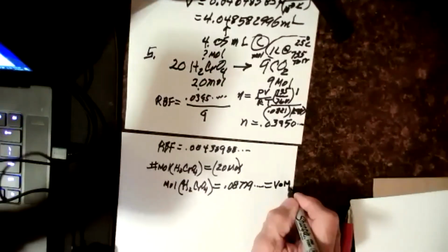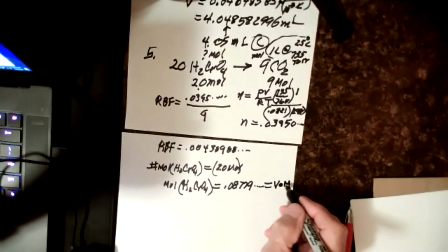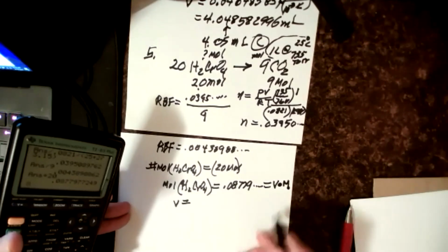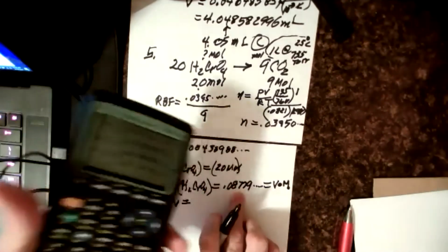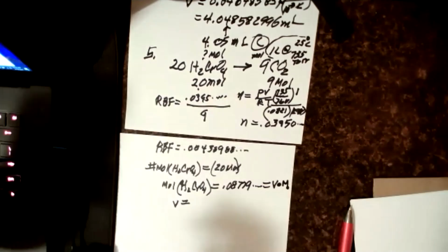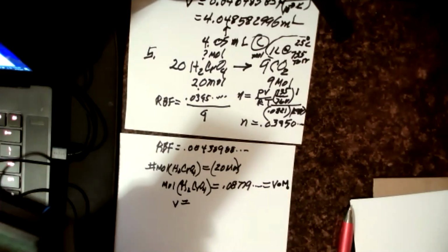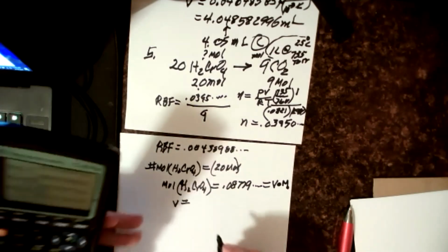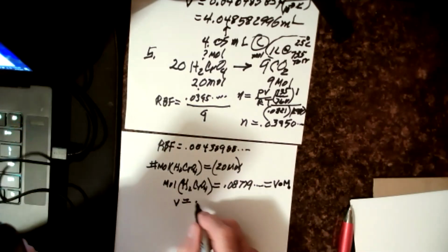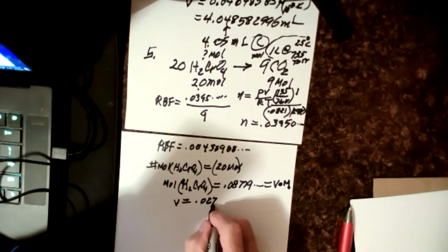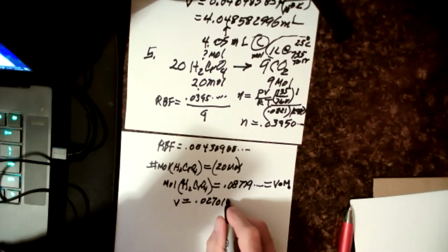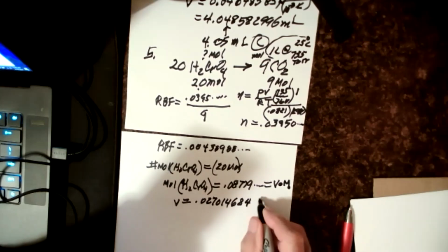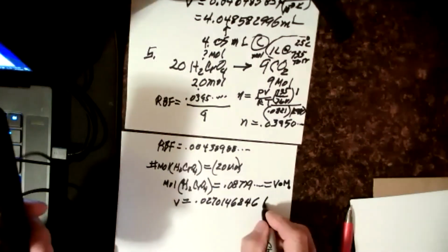I know what the molarity is. It's 3.25. So I want to divide by 3.25. So the volume is going to be this number that is on my screen divided by the molarity, 3.25. So I want to divide that by 3.25. So I come up with 0.027014686, and that's in liters.